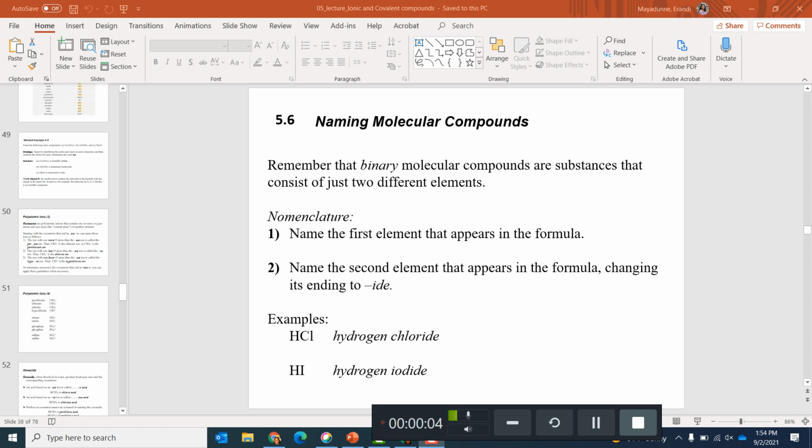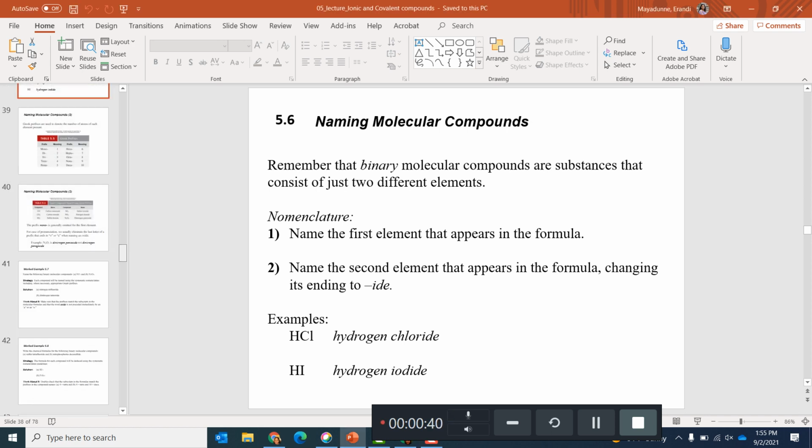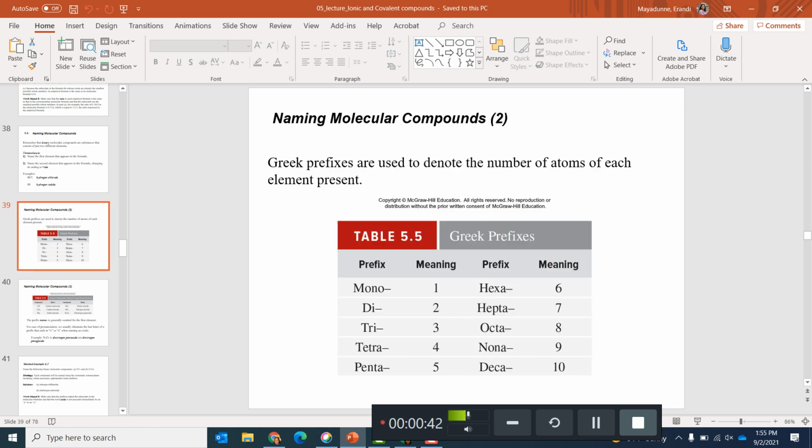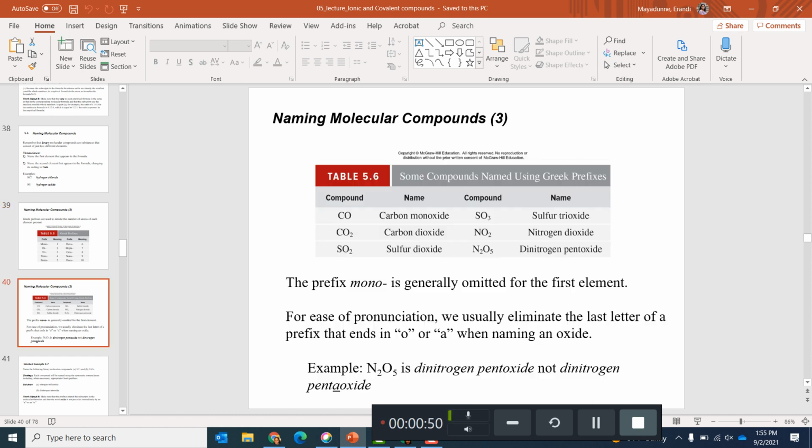We're still continuing chapter 5 and the molecular compounds, how do you name and how do you write it? So hydrogen chloride, hydrogen iodide. So let's go back, and then always we use the prefixes. Like if it is a 1, you write mono, 2 di, tri, it goes like that.